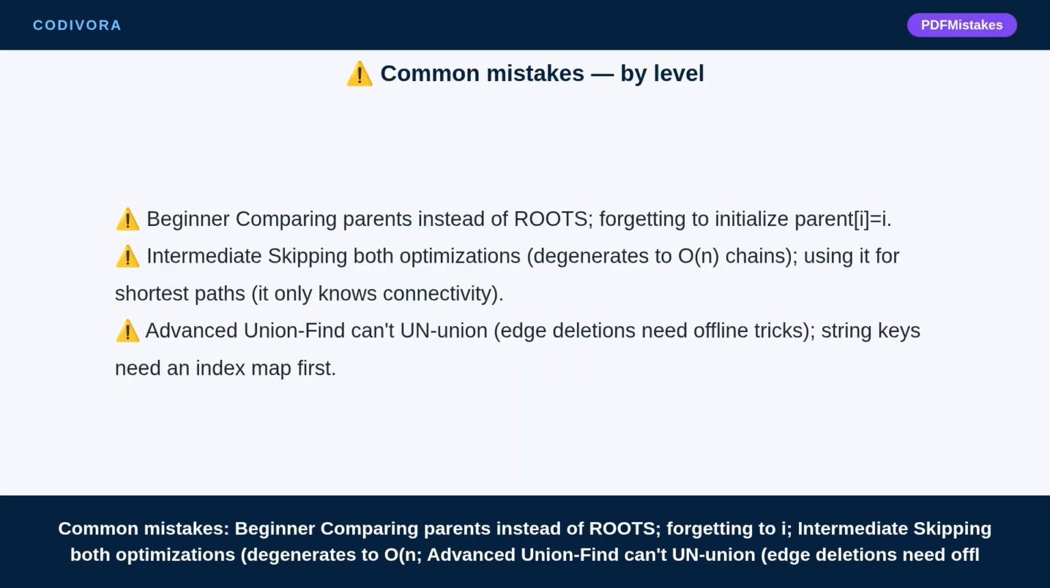Now the mistakes to avoid, straight from the field. Beginner: comparing parents instead of roots. Forgetting to initialize parent[i] equals i. Intermediate: skipping both optimizations, which degenerates to O of n chains. Using it for shortest paths; it only knows connectivity. Advanced: union find can't un-union. Edge deletions need offline tricks. String keys need an index map first.